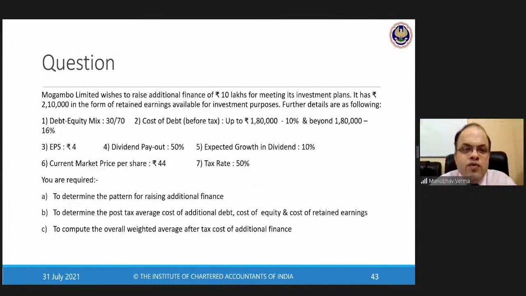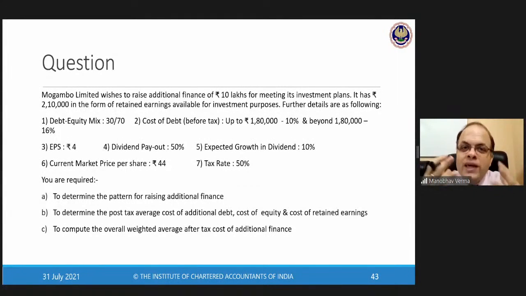So EPS is 4, dividend payout is 50%, expected growth is 10, current market price and tax rate. What all we need, right? If you know the concept, they're giving you the entire platter. You have the starters, you have the main course, you have the dessert. It's up to you what is the right sequence, how you want to grasp this meal. We are nearing dinner time, and I'm talking about starters and main course, right? Anyway, we'll have the dinner after the class.